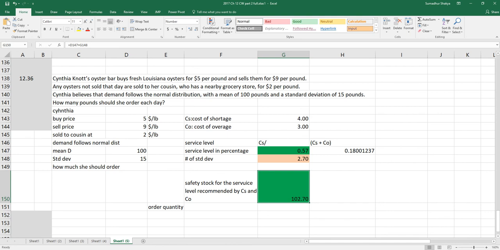So I think that's about all the various types of problems that can be there in inventory management.